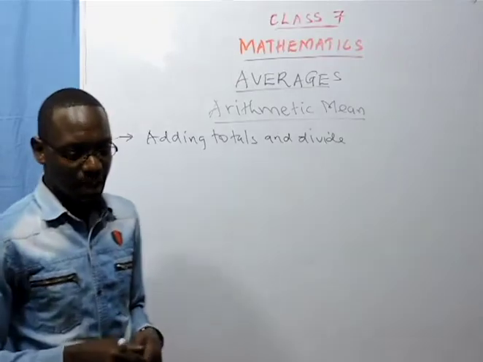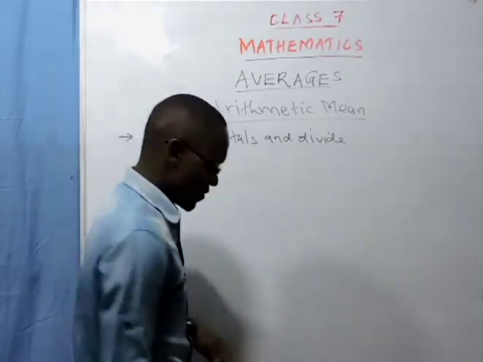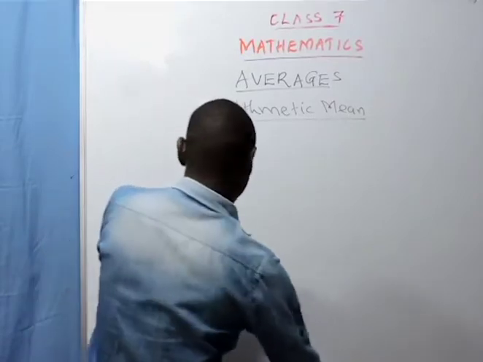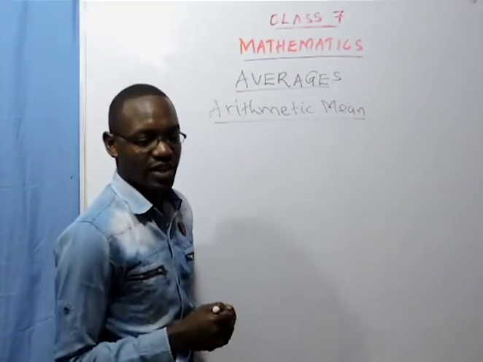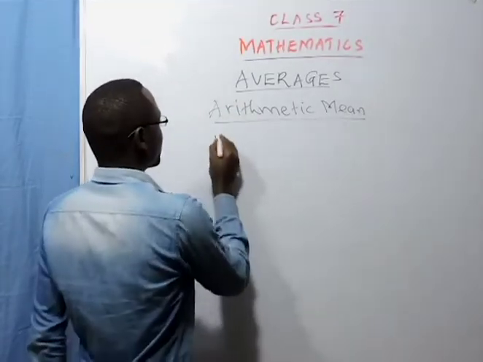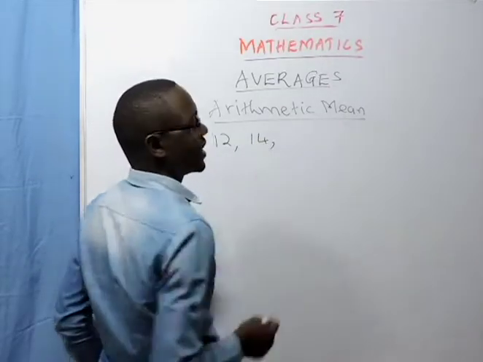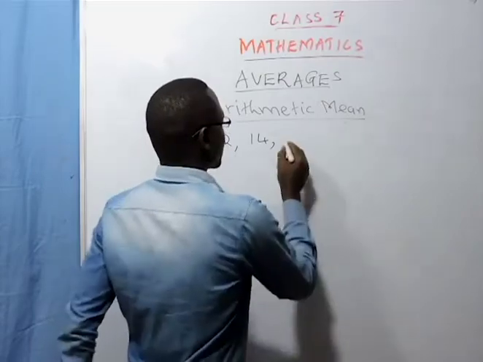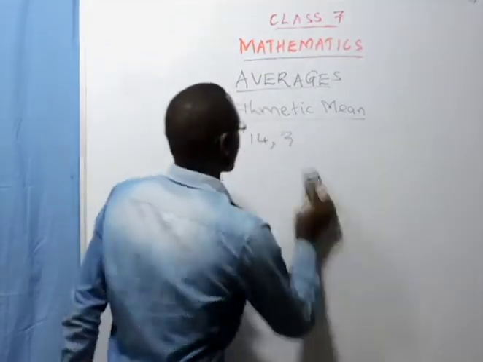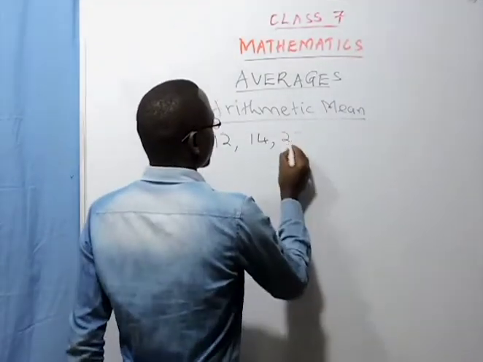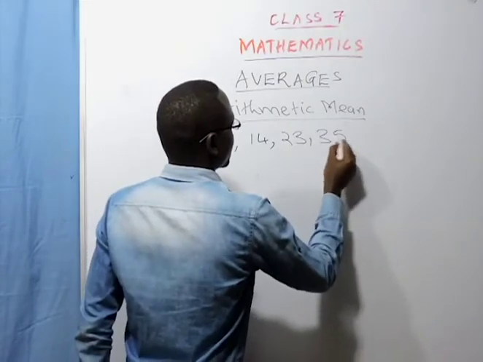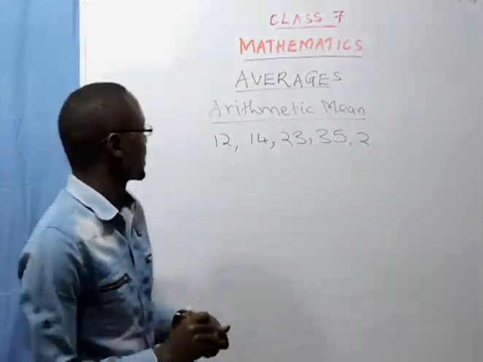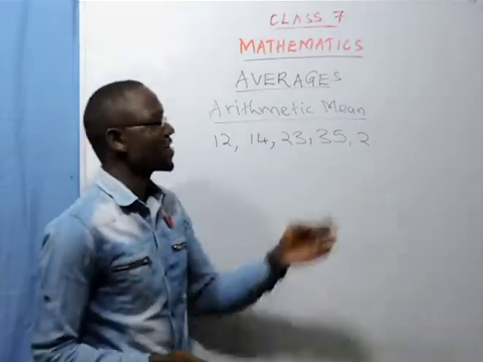Then you are given, for example, work out the mean of the following. You are given samples like 12, 14, 23, 35, and 2. Work out the mean of these 12, 14, 23, 35, and 2.